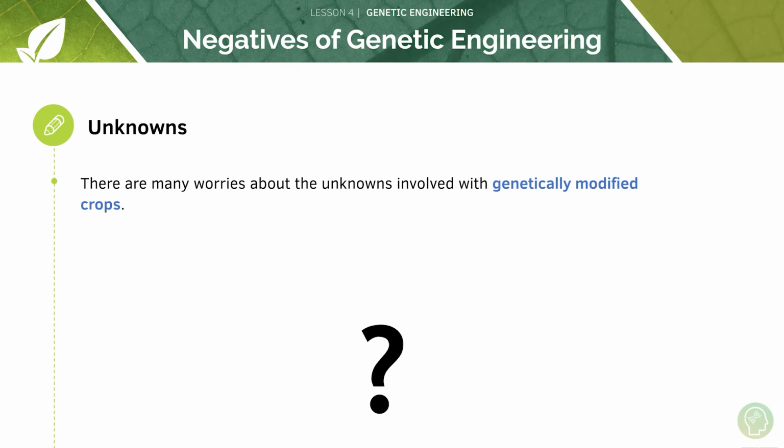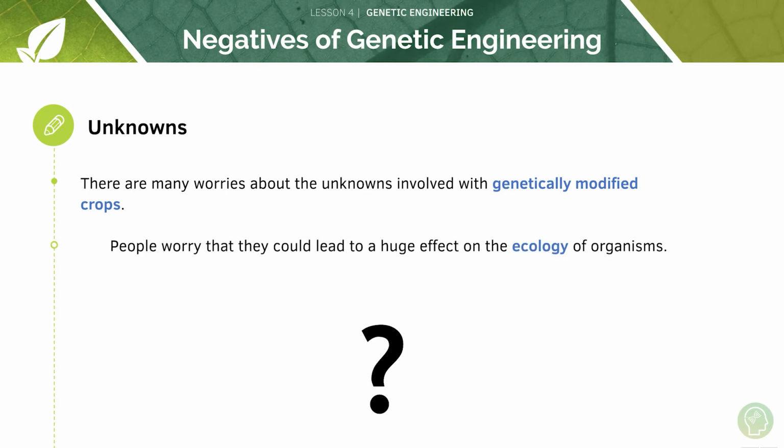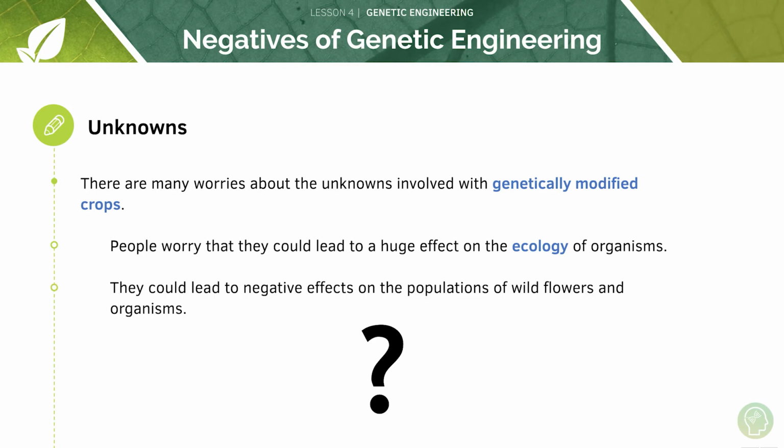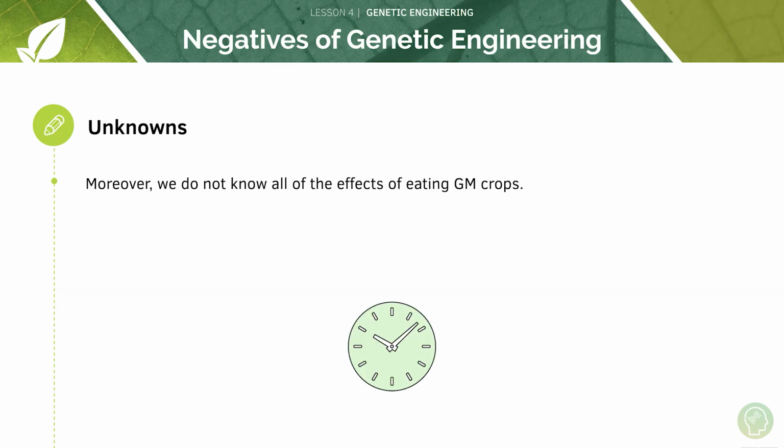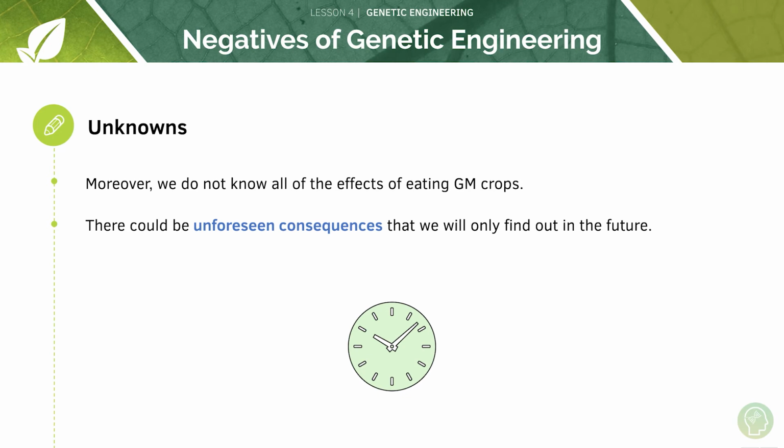Also, there are unknowns. The concept of GM is very new, very novel. So we don't actually know the long-term effects of genetic engineering. And also people worry that they could lead to a huge effect on the ecology of organisms, which could in turn lead to negative effects on the populations of wildflowers and organisms. And we don't know all of the effects of eating GM crops because, as I said, it's a very novel concept. So there could be unforeseen consequences that we only find out in the future.